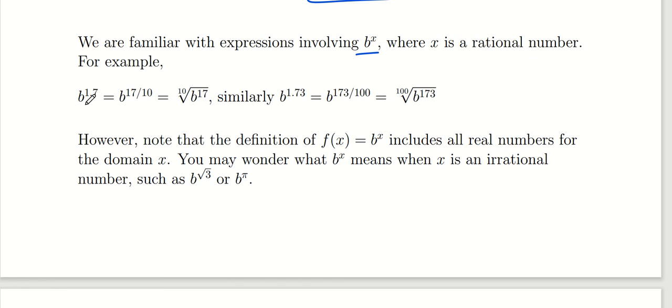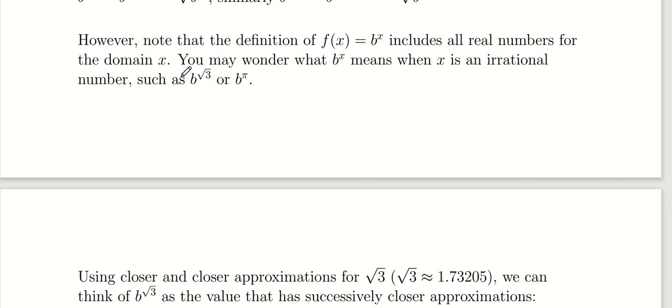So for example, if we wanted to take and raise, let's say, some base b to the 1.7 power, 1.7 is a decimal. It's equivalent to the rational number 17/10. And in terms of radicals and power, this is equivalent to the 10th root of b to the 17th. Similarly, if we wanted to take b to the 1.73 power, that's the same thing as b to the 173/100, which would correspond to the 100th root of b to the 173.